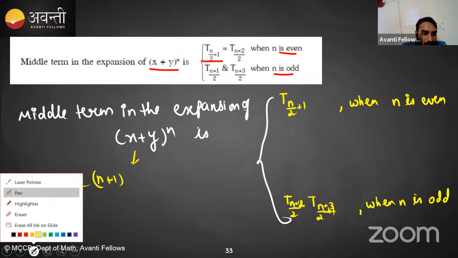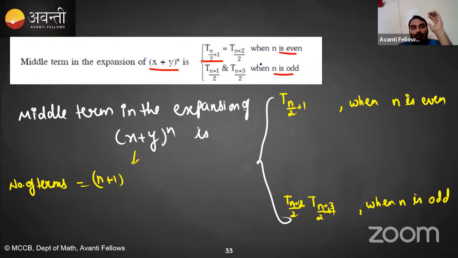Yes, very good. Students, everybody please concentrate here. If n is equal to even, the number of terms will be odd, right? So there will be one middle term, T n by 2 plus 1. And if n is an odd number, then the number of terms in the expansion of x plus y raised to the power n will be even. Means if n is odd, n plus 1 will be even.